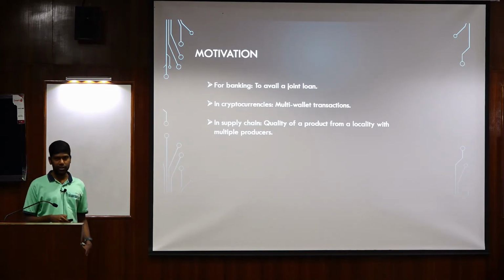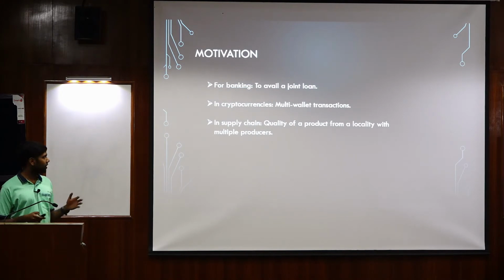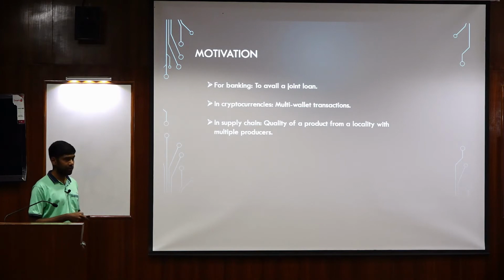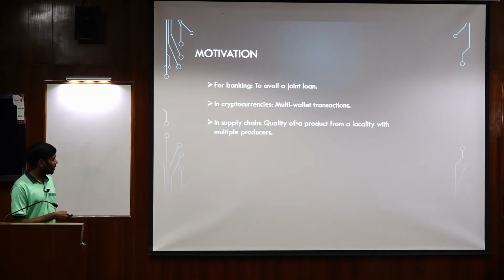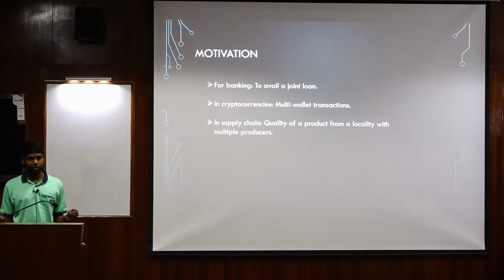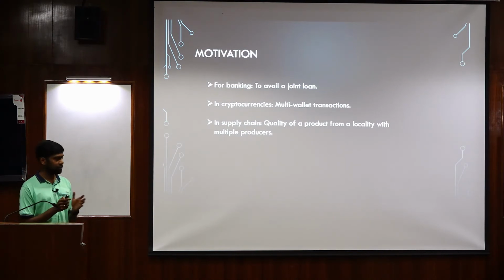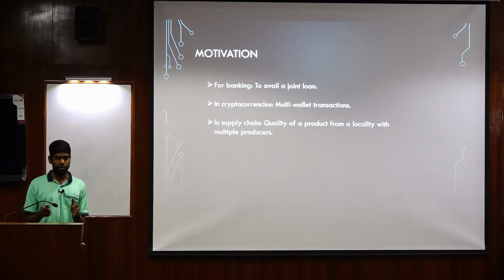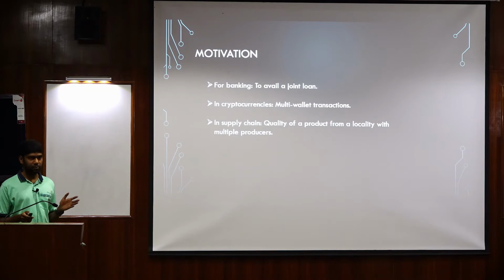And then in cryptocurrencies, say in Bitcoin, there are multiple users and they want to create a transaction using coins from each of them, and they want to mint a coin which combines all the coins from multiple users. So that's another use case. And in a typical supply chain, you may want to prove something about the quality of a product from multiple producers in a locality. You want to show a single proof saying that this locality always produces products of this quality, and the product comes from multiple producers. So how do you produce a joint proof without the producers revealing their business information to their competitors?